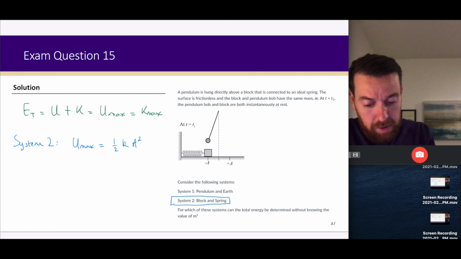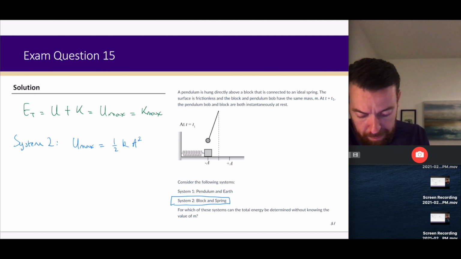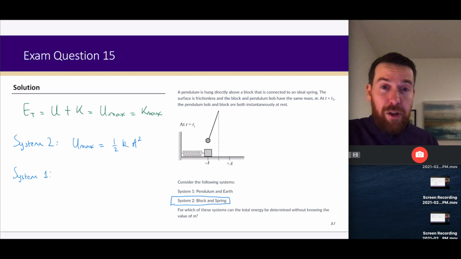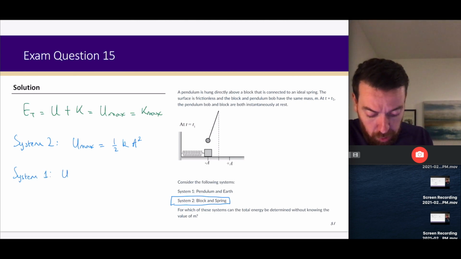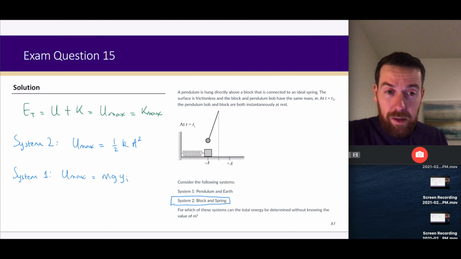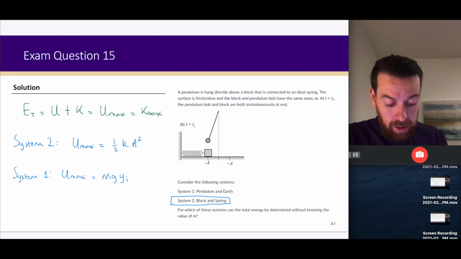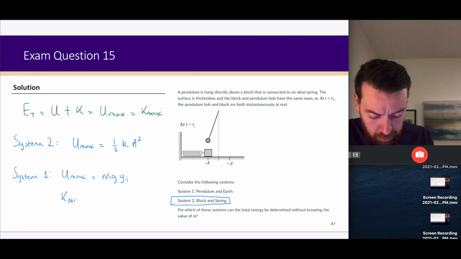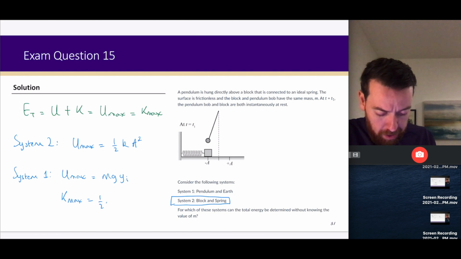If I try to think about system 1 and why it's not correct, the potential energy is a function of the mass of the block. So U max will be equal to m g y_i, where I define some initial point, but the potential energy is a function of the mass of the block. Oh, sorry, the mass of the bob. So the potential energy is a quantity that is dependent on m. And the kinetic energy, of course, is, for both scenarios, also dependent on m.